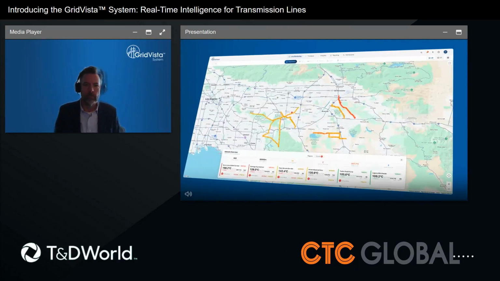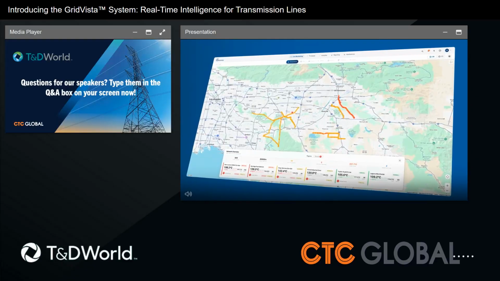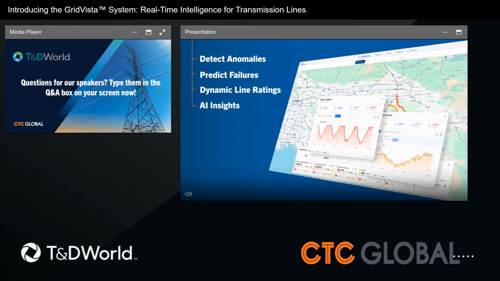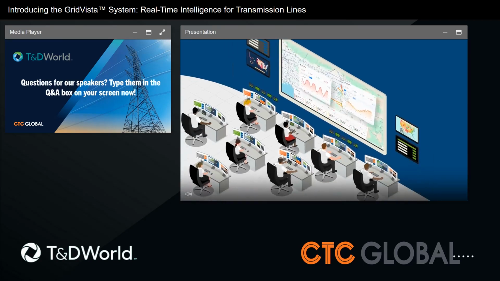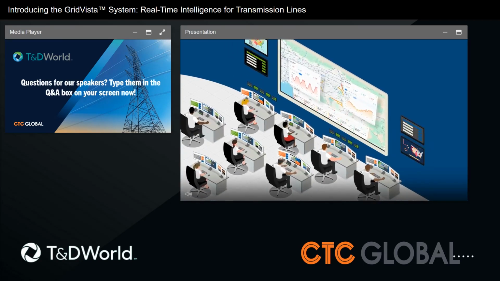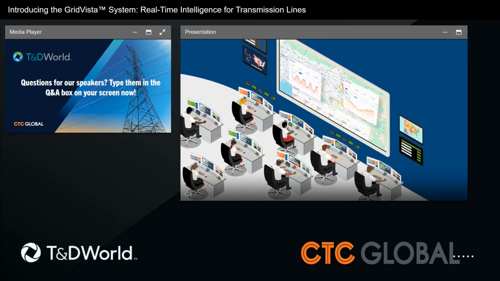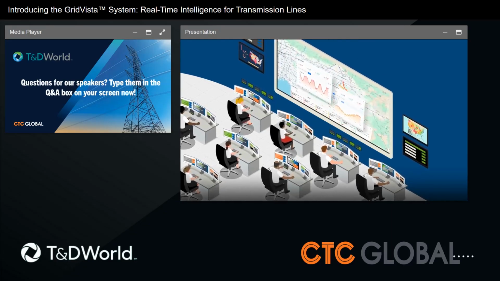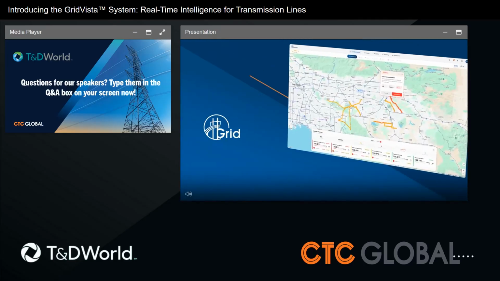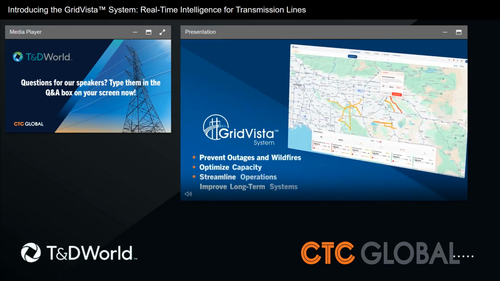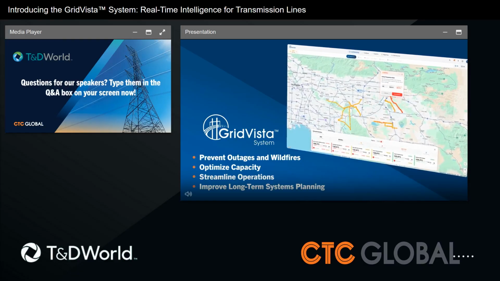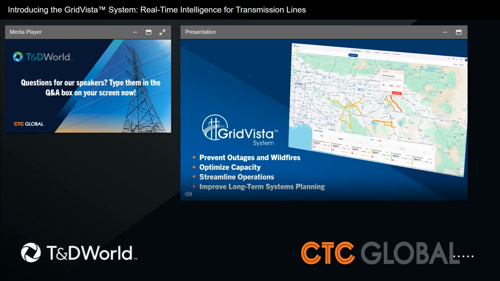This data flows into our data platform, where advanced analytics detect anomalies, predict failures, optimize dynamic line ratings, and enable AI-driven insights. By delivering real-time intelligence, GridVista optimizes capacity, strengthens grid reliability and safety, and streamlines operations. GridVista doesn't just improve visibility, it delivers peace of mind, allowing utilities to respond faster, make more informed decisions, and stay ready for what's ahead.